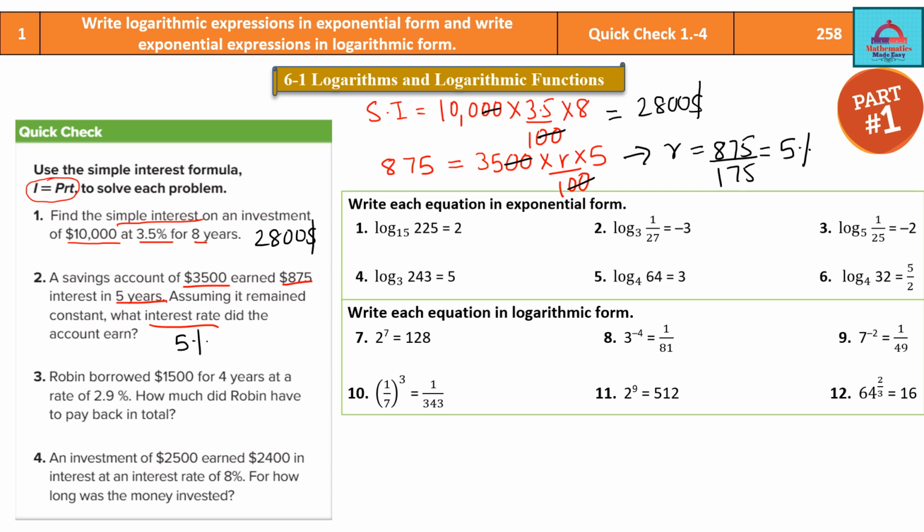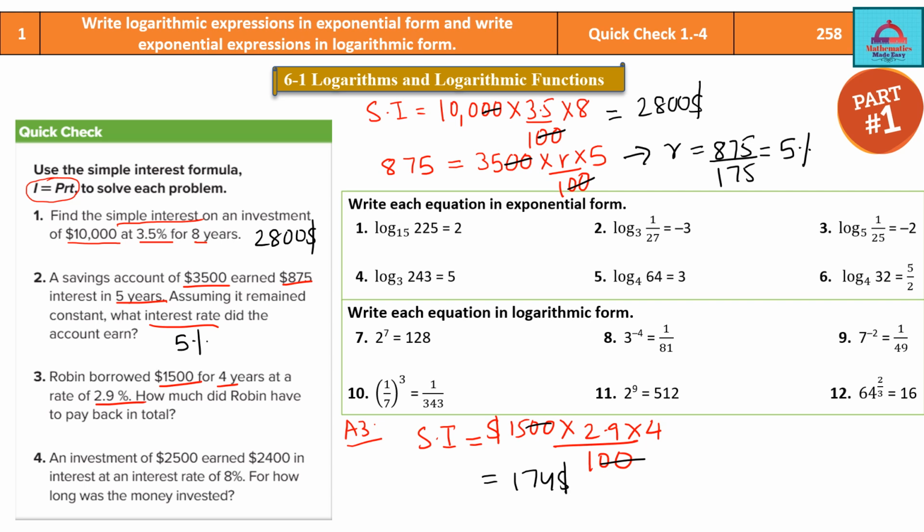Question 3. Robin borrowed this much amount. This is the principal, the time is 4 years and the rate is 2.9. So I'm going to solve it here, answer 3. The principal is 1500, the rate is 2.9, the time is 4, so divide by 100, and the simple interest is what you have to find. Now you have to say, along with the simple interest, how much Robin will have to pay back in total. So first you calculate the simple interest by simplifying this, canceling the common terms.